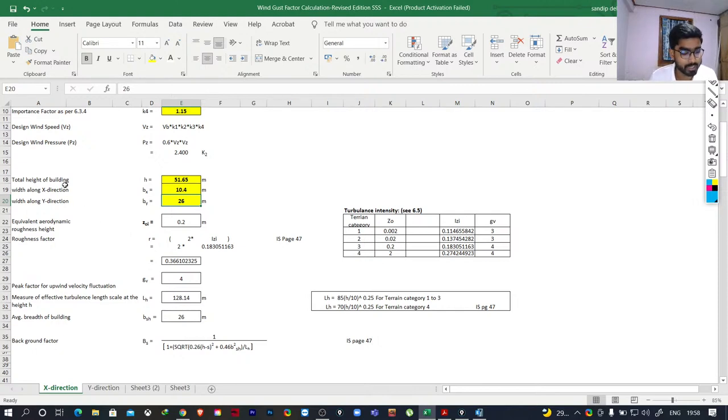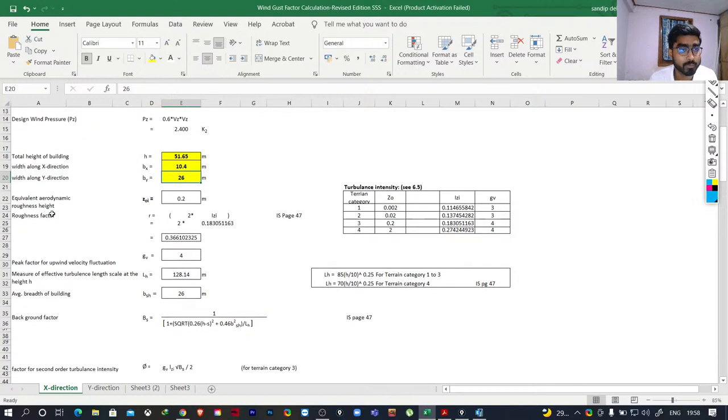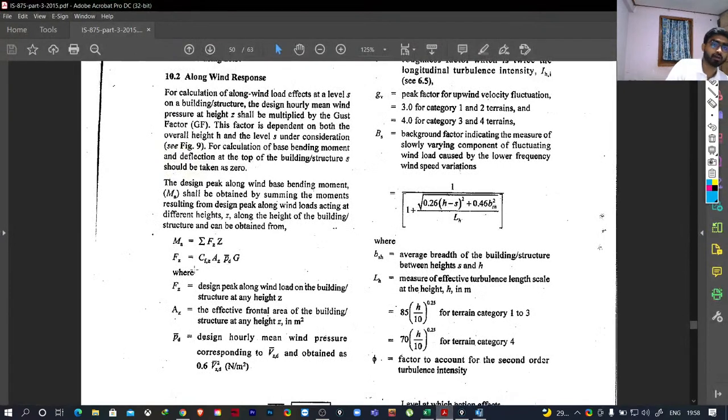The total height of the building we have kept. Okay, now we have this equivalent aerodynamic roughness height. Now why is it required? We have found out the CF value. Now let us see how we could find out the CF value.